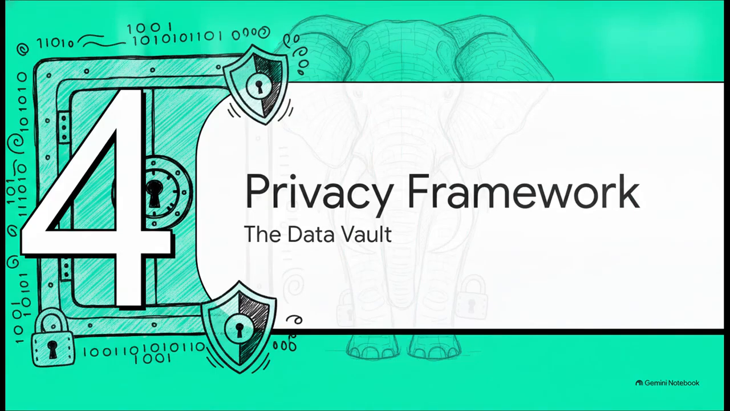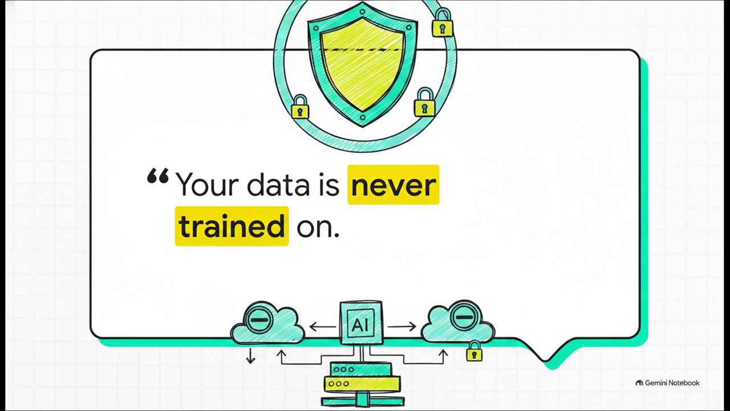Which brings us perfectly to Section 4, the privacy framework, what we like to call the data vault. Look, whenever we talk about AI, data privacy is the massive elephant in the room, right? Well, Ollama tackles this head-on with a hard-coded foundational rule. Your data is never trained on, period. It means that whether you're pinging one of those cloud regions we just talked about, or you're running totally local, your data is yours. You are definitely not secretly acting as free training material for their next model update.